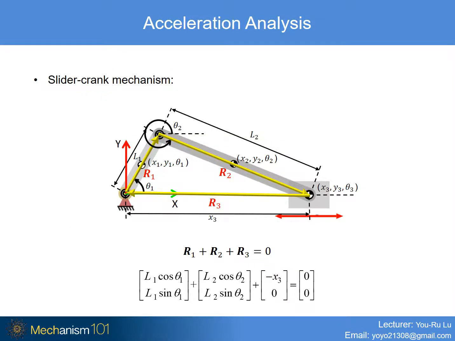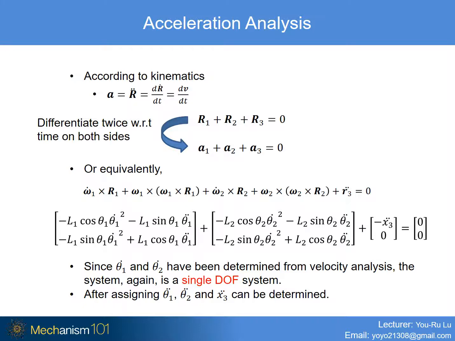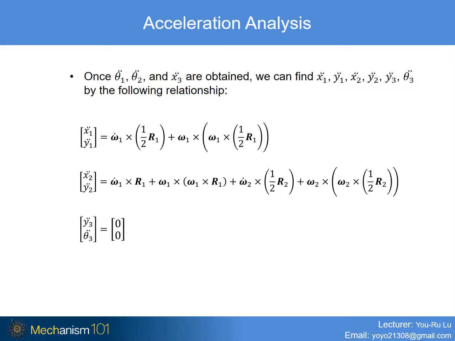The next example is slider crank mechanism. Similar to previous example, we differentiate the vectors r1, r2, r3 twice to obtain a1, a2, a3, and 2 constraint equations for acceleration. Note that the reason why we don't have the terms with omega 3 is because the slider will not rotate at all. After assigning θ1 double dot, θ2 double dot and x3 double dot can be determined. Once they are determined, we can find the rest of the coordinates by the following relationships. Since y3 and θ3 dot are 0, y3 and θ3 double dot are also 0.